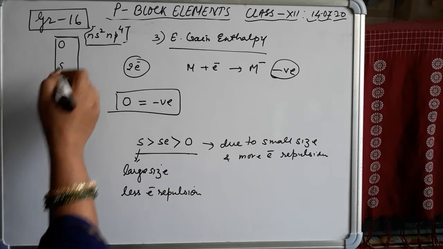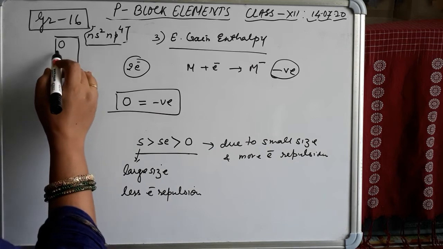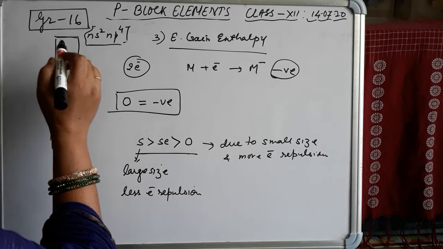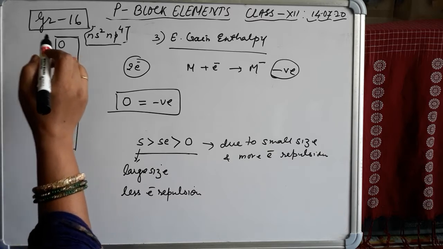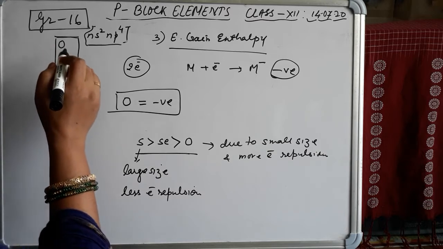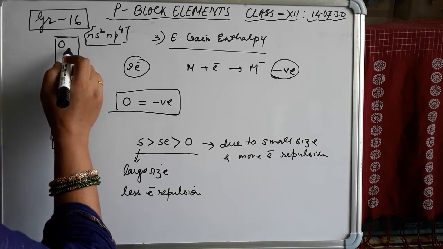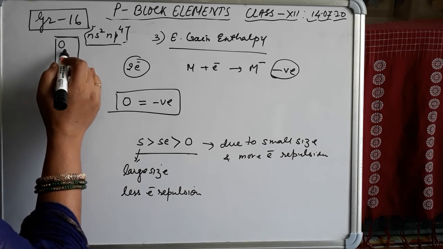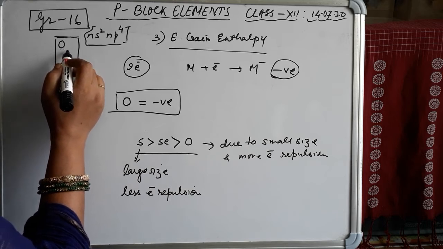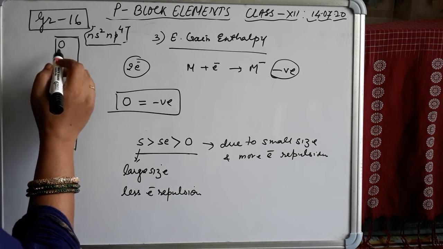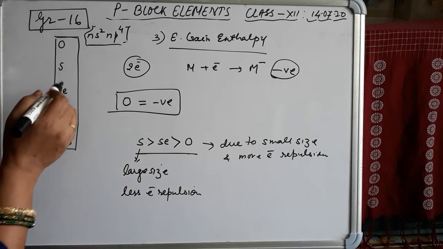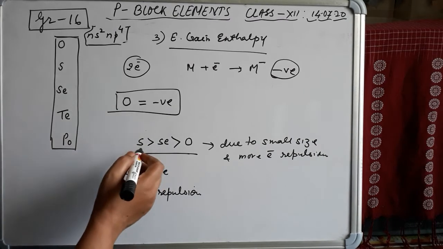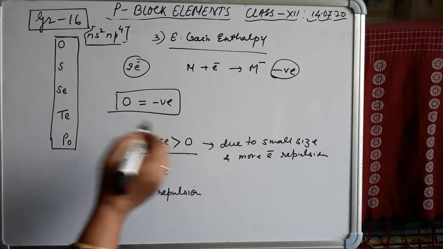But here the anomalous property is found. Oxygen should have a greater negative value than sulfur because it is small in size, so it should have a strongly negative value. It is found that it has a less negative value than sulfur because of the smaller size and electronic repulsion; oxygen does not accept the incoming electron easily and gives a less negative value than sulfur. So this is the reason why sulfur has a more negative value than oxygen.